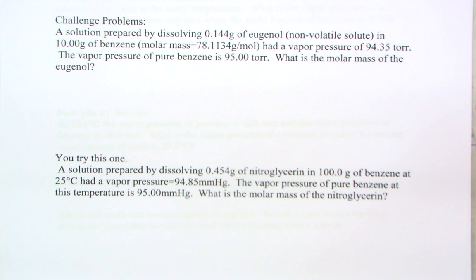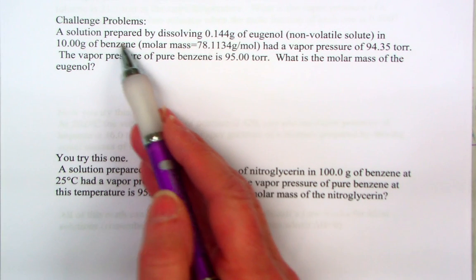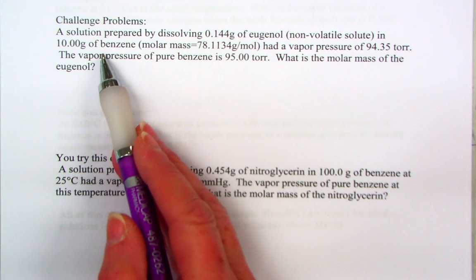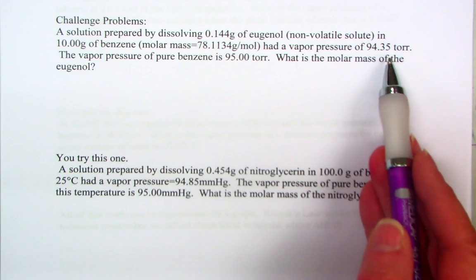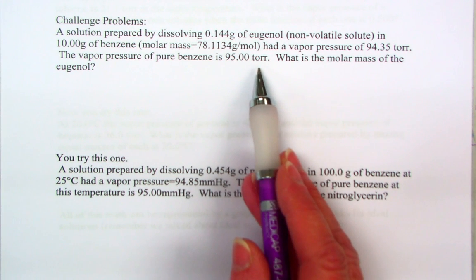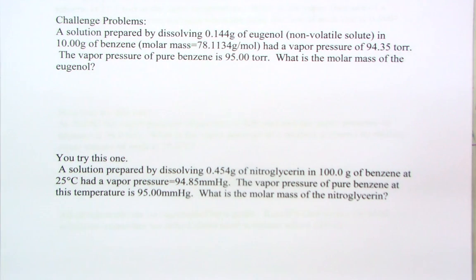So the first ones we did, we said, here's Raoult's law, and then we figured out something using the Raoult's law equation. Now we're going to take the new stuff, Raoult's law, and we are going to do something fancier with it. So let's get fancy. A solution was prepared by dissolving 0.144 grams of eugenol in 10 grams of benzene, and it had a vapor pressure of this. The vapor pressure of pure benzene is 95 torr. What is the molar mass of eugenol?